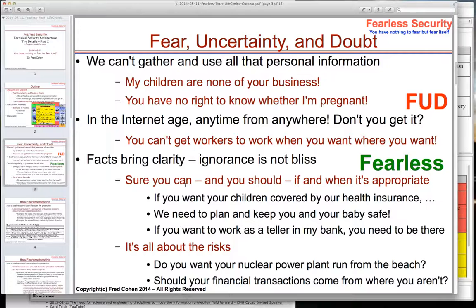So, we can't gather and use all the personal information. This is what some people say is necessary in order to deal with life cycles and context. For example, in order to do this job properly, sometimes we need to know about people's children, to manage their insurance. But my children are none of your business. And another example is pregnancy. You have no right to know whether I'm pregnant.